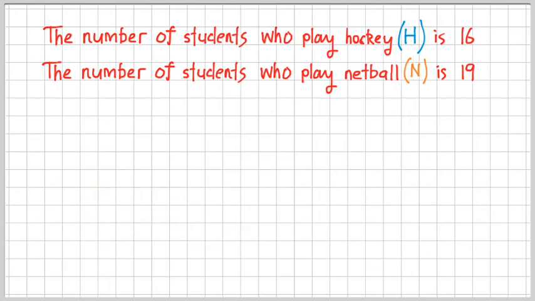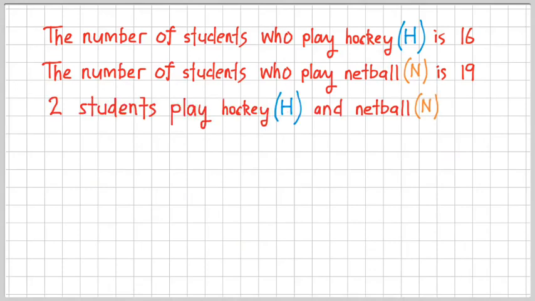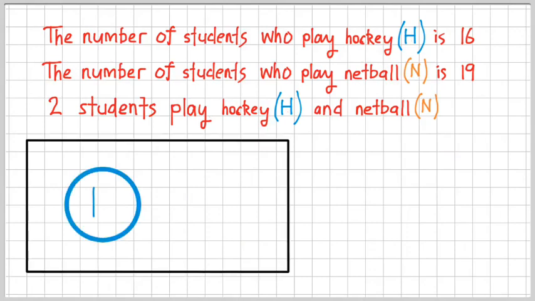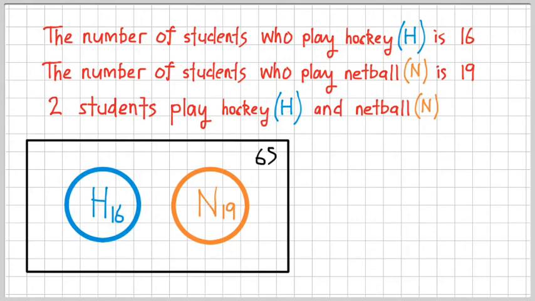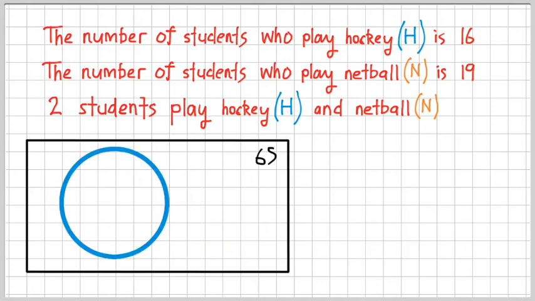Alright, so we're setting up our example again, and we're going to add in this complication here. 2 students play hockey and netball. So let's draw this out. This is what we had before, hockey and netball, 16 and 19. Now our Venn diagram is not going to look like this. There's a 65 there for you. It is going to look like this.